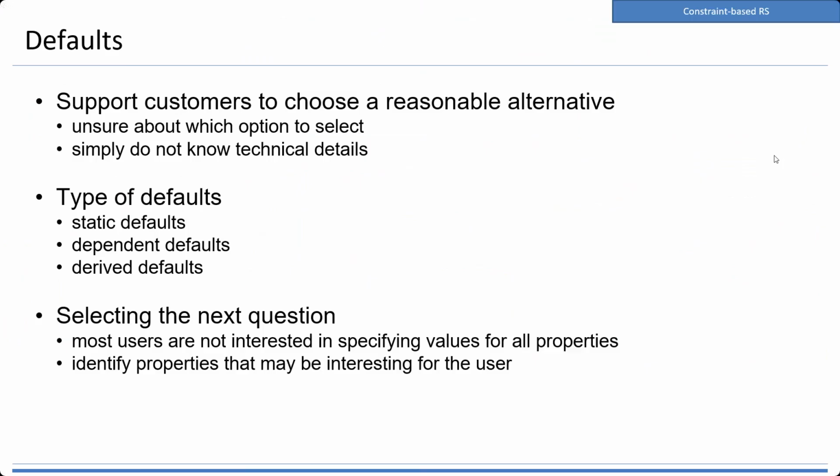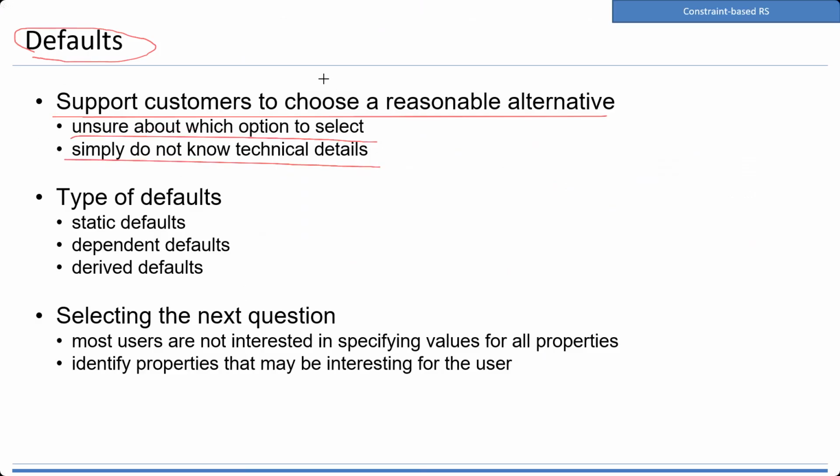In the constraint-based recommender system, we will have defaults. Defaults support customers to choose a reasonable alternative. So let's say when you go to a website, you want to buy a laptop, but you do not know what the criteria of a good laptop are now. So you're unsure about which option to select, and you don't know the technical details.